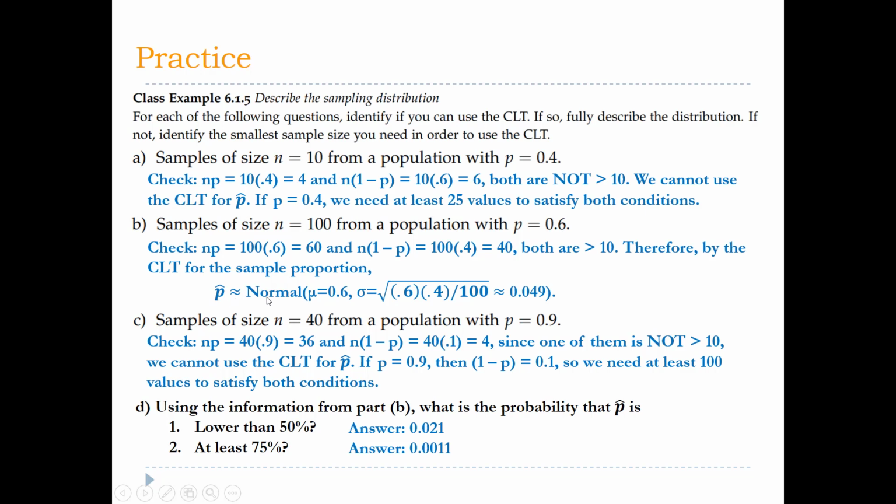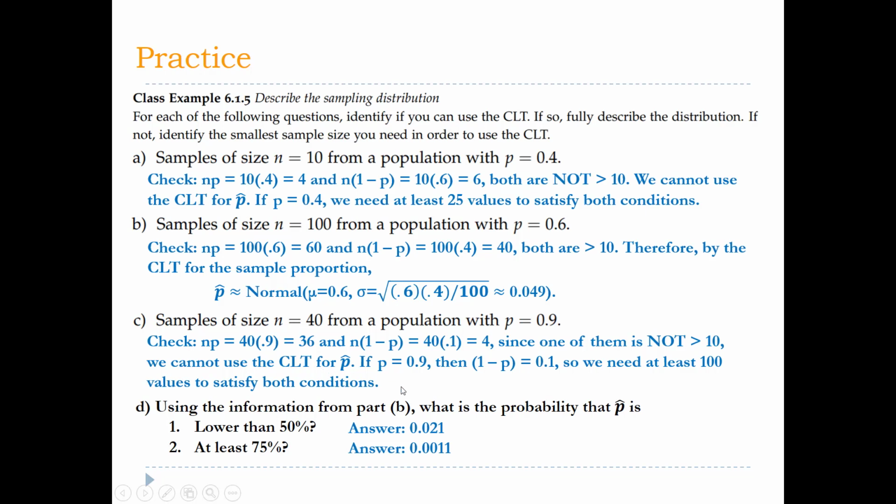Therefore, p hat here will be approximately normal. The mean is 0.6. The standard deviation is about 0.049. In part C, when n is 40, p is 0.9, n times p is 36, so that is bigger than 10. That's okay. But n times 1 minus p is only 4. So since one of them is not bigger than 10, then we cannot use the central limit theorem. You need to satisfy both conditions for you to be able to use the central limit theorem.